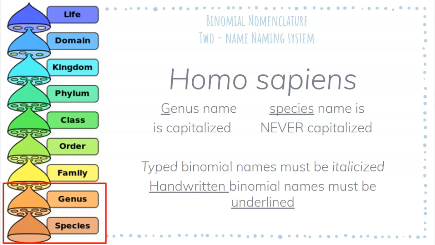This is just a rule of thumb, but I will be taking off points if this is not done, just FYI. If you are typing binomial names, they have to be italicized, and if you're handwriting them, they have to be underlined. They need to be specifically altered in some way that makes it obvious that it is a scientific name.